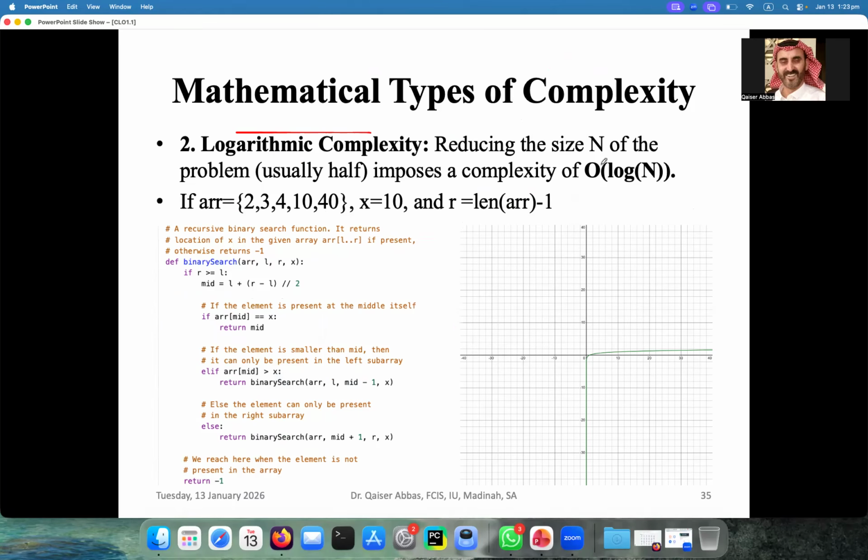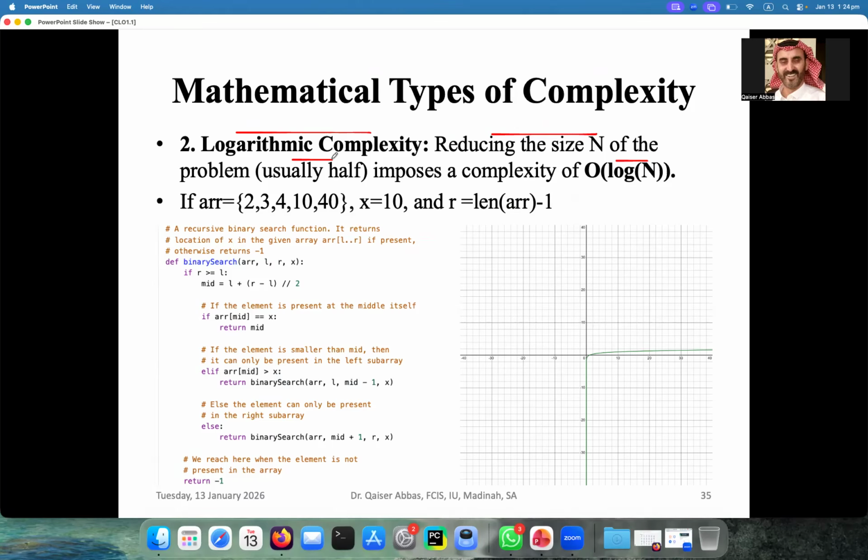Number two, logarithmic complexity, which is log of n. You already know that. When you write something in the form of log of n, you are representing that complexity, and that is called logarithmic complexity. When does it happen? When you are reducing the size n of the problem, usually into half. It can be into one third, then you have to write n by 3. Here it is n by 2 actually, but log will give you the right answer.